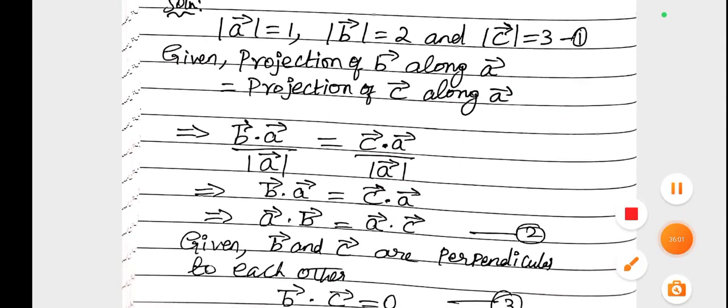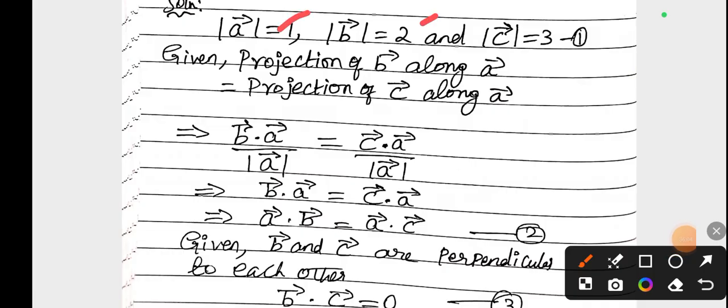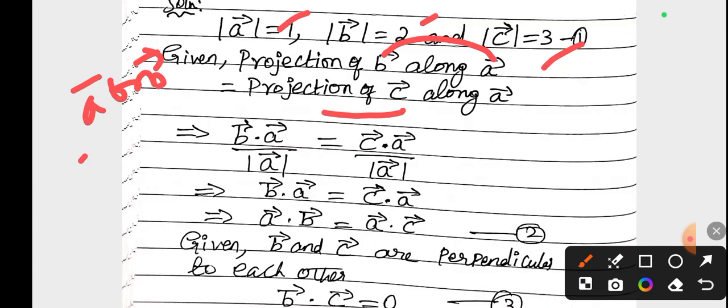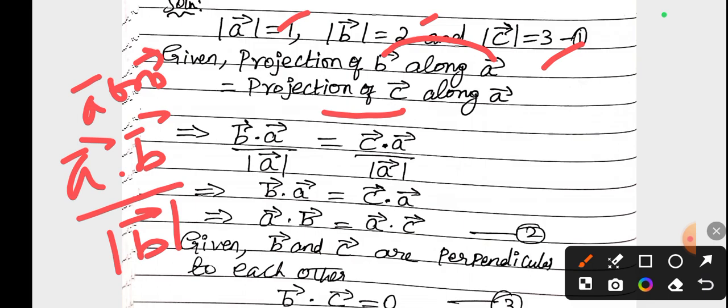So going for magnitude of A vector 1, magnitude of B vector 2, magnitude of C vector 3. Projection of B along A equals projection of C along A. So we all know, children, projection of A on B is A vector dot B vector by magnitude of B vector. Here projection of B on A is B vector dot A vector by magnitude of A vector. Projection of C along A is C vector dot A vector by magnitude of A vector.